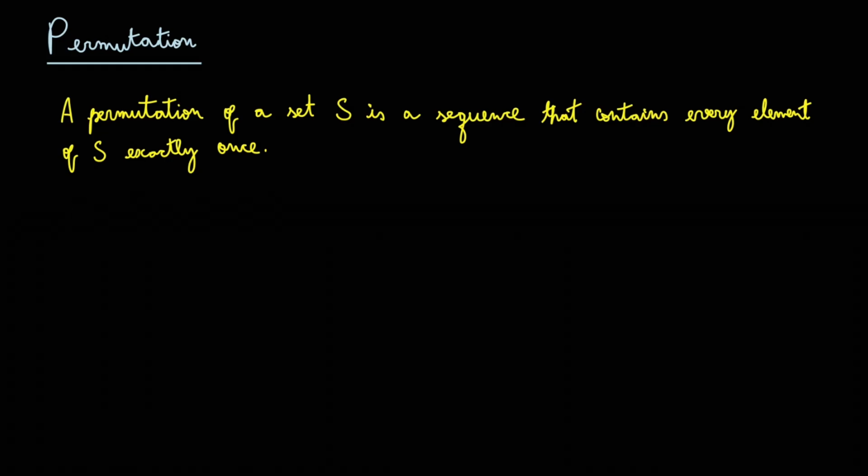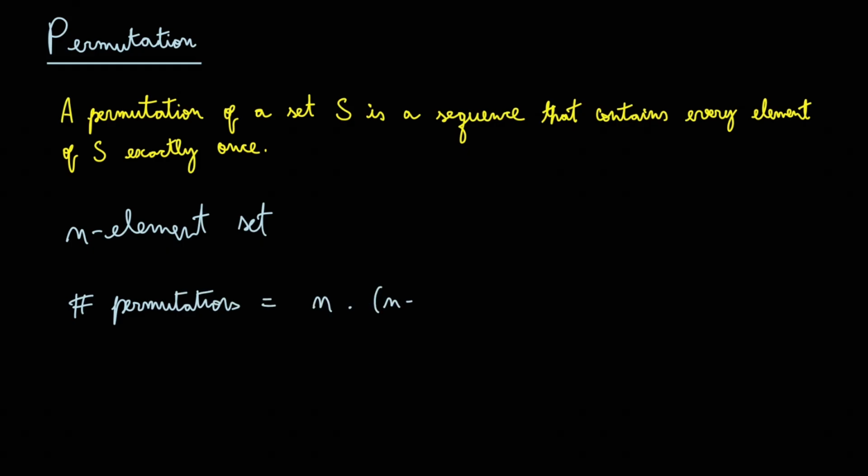Now, generalizing it, if we're talking about an n-element set, we can say that the number of permutations is equal to n times n minus 1 times n minus 2 times ... times 1, which is simply n factorial. So there are a total of n factorial permutations of an n-element set.